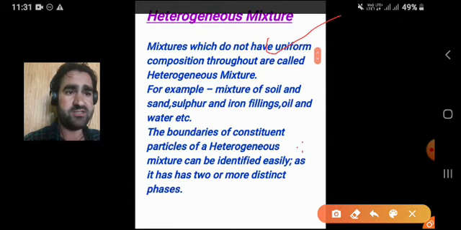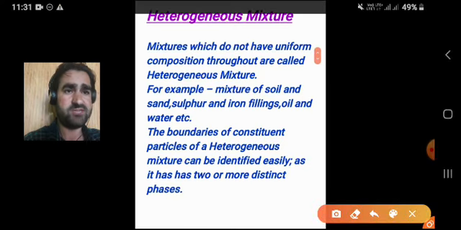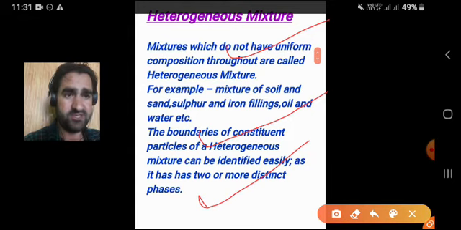Similarly, we should remember that the boundaries of constituent particles of a heterogeneous mixture can be identified, as we earlier saw in case of mud and water. The mud particles could be easily seen, and there were two distinct phases. So these are some of the important points that have to be remembered: there is no uniform composition throughout. The boundaries of constituent particles of a heterogeneous mixture can be identified easily, and there are two or more distinct phases.